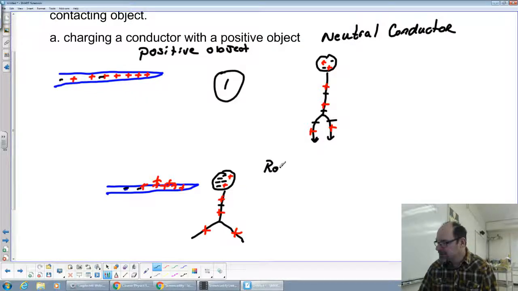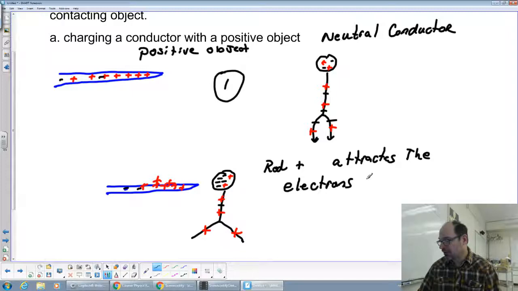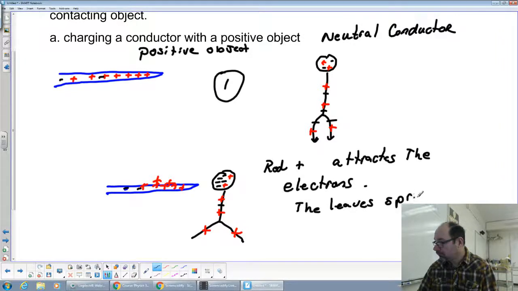So the rod that's positive attracts the electrons to the top of the scope, right? Okay, and then thus the leaves spread as the positives are left in there.